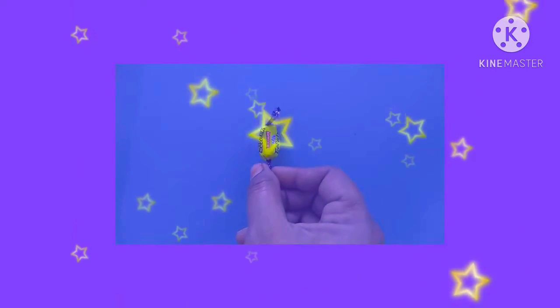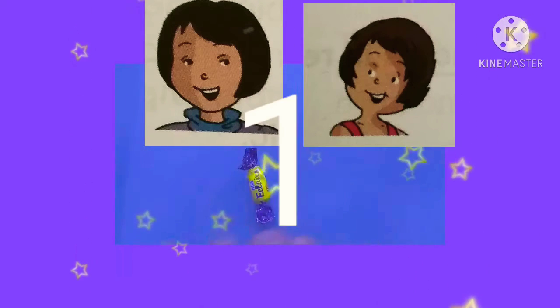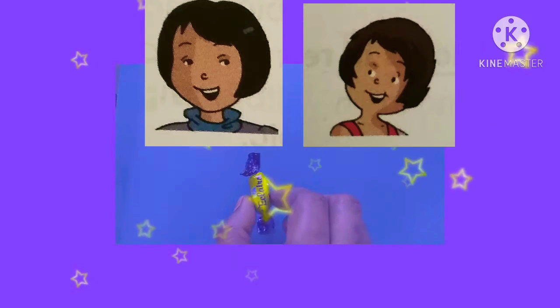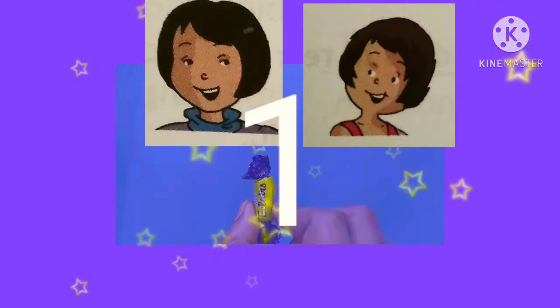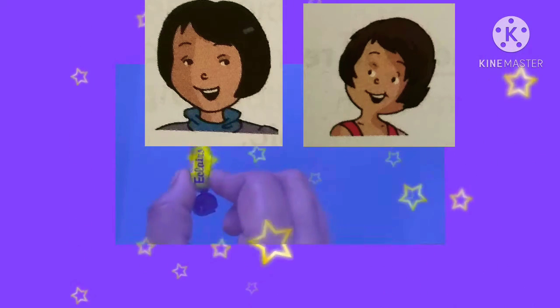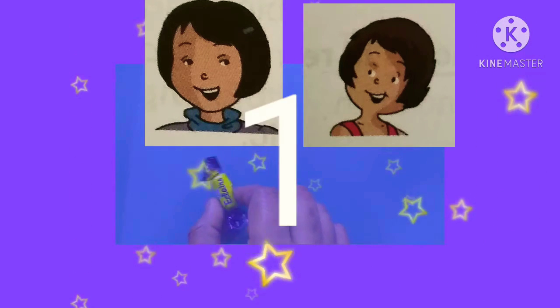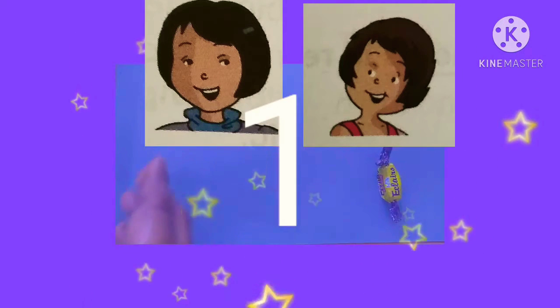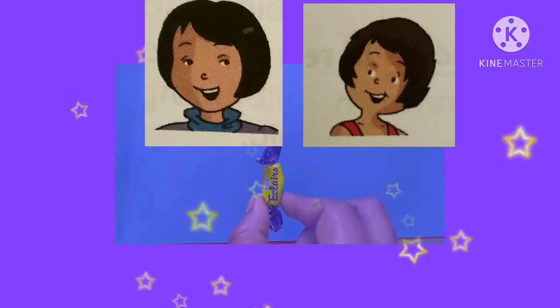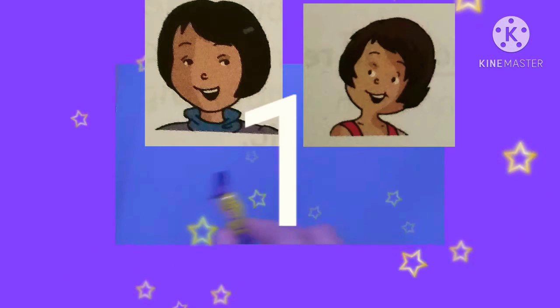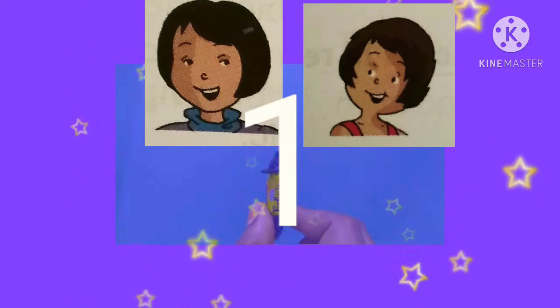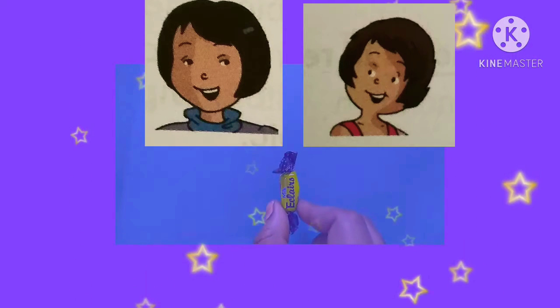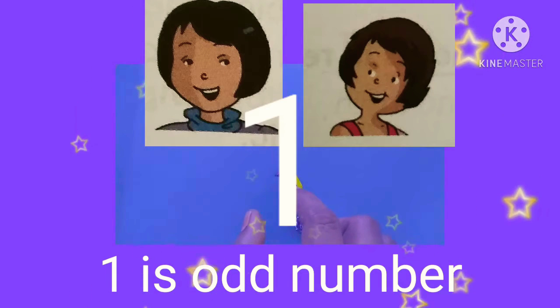For better understanding, we will see with chocolates. Here one chocolate is there. I cannot give this one whole chocolate to two persons, Latika and Ritu. I have only one chocolate, the numeral is one. If I give the complete chocolate to Latika, Ritu doesn't have any. If I give it to Ritu, Latika doesn't have any. It is not equal sharing. So one chocolate cannot be divided between two persons. I have only one. The number is one. So one is an odd number. One will be left. One left means odd number.